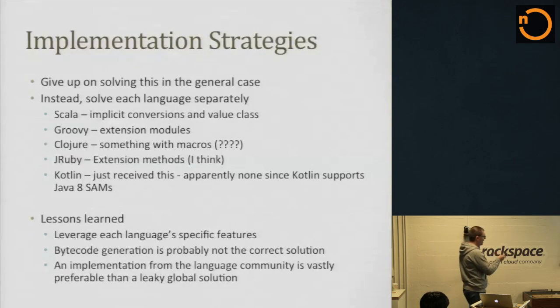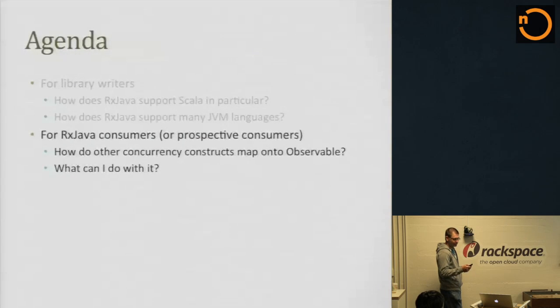And also, I mentioned I don't know anything about Clojure or JRuby or Kotlin. I guess in retrospect, it was kind of silly to expect that I would come up with a good solution for supporting those languages. An implementation from the language community is always going to be vastly preferable to a leaky global solution. So really good lessons that we learned and I will take with me.